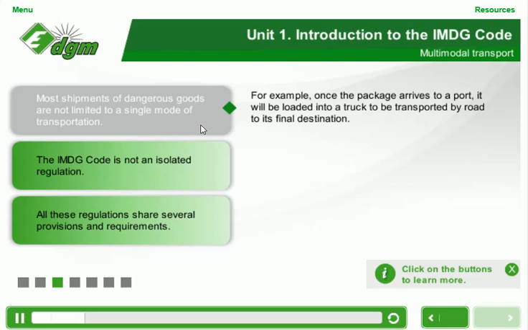Most shipments of dangerous goods are not limited to a single mode of transportation. For example, once the package arrives at a port, it will be loaded into a truck to be transported by road to its final destination.